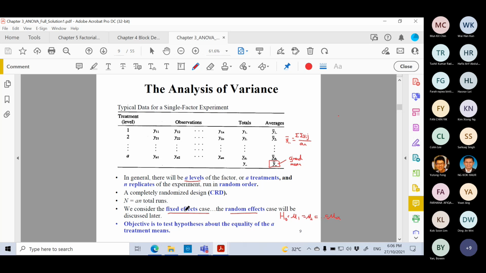So what is meant by the fixed effect model? It means that your conclusion can only be made for the levels you selected. If you selected only level 1 until level a, then your conclusion can only be made for this set of levels. Other than that, you cannot make any conclusion. This is called the fixed effect model. We have another one called the random effect model, which I will discuss with you later.